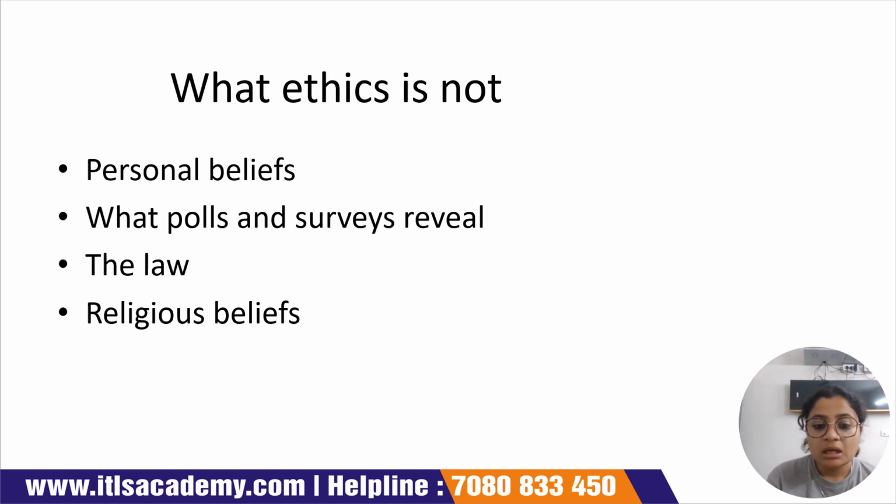Now there are some things which usually get confused with ethics. What are those things that will not be counted under ethics? Number one, personal beliefs, because personal beliefs vary from person to person depending on his or her age and mental makeup. Various factors influence the personal belief of a person, so that cannot come under ethics. That will be omitted in the first place.